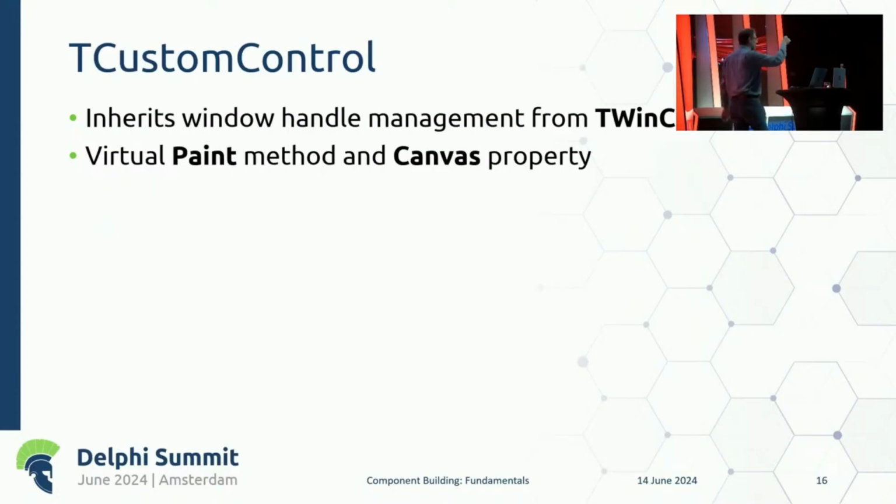TCustomControl descends from TWinControl, so it has everything that we just had in the previous page, but it gives you a custom draw. That relates to what the common controls do, like a TEdit, and to VCL styles, which goes beyond this session.